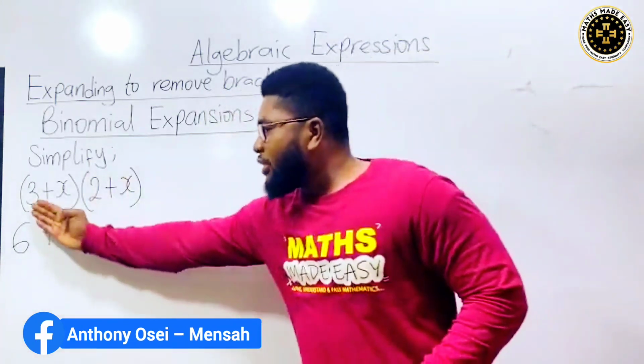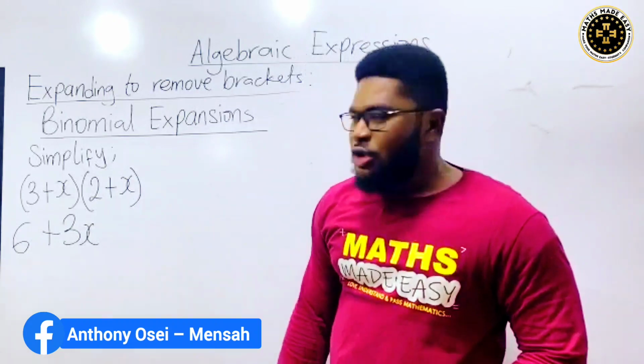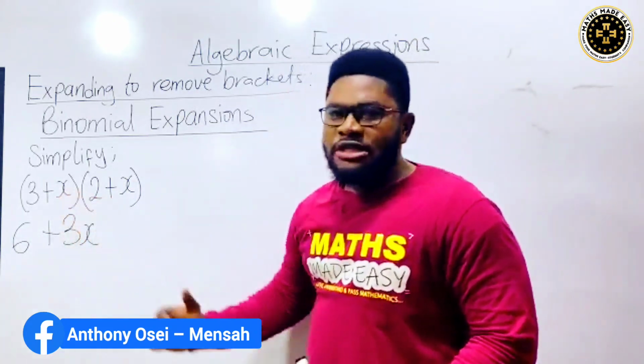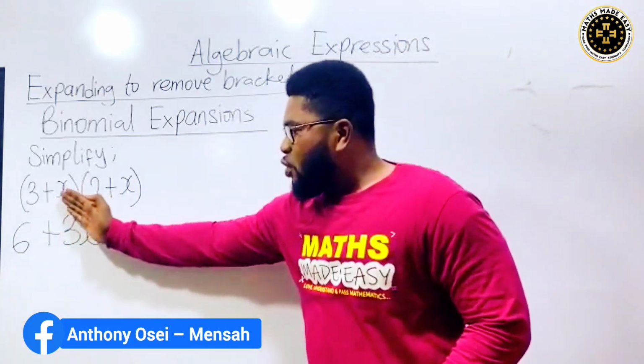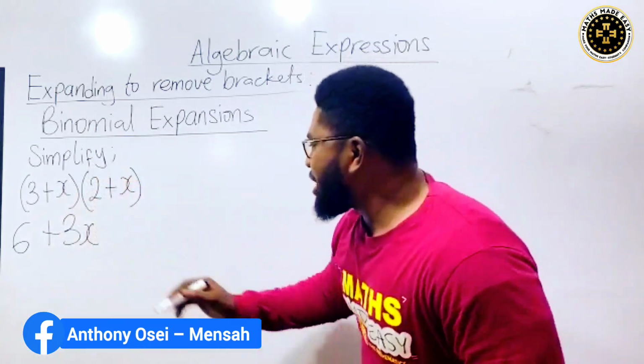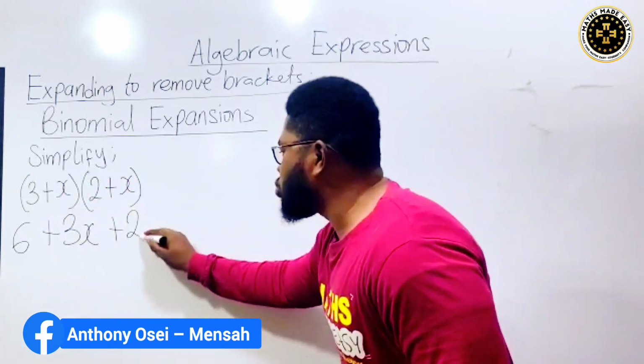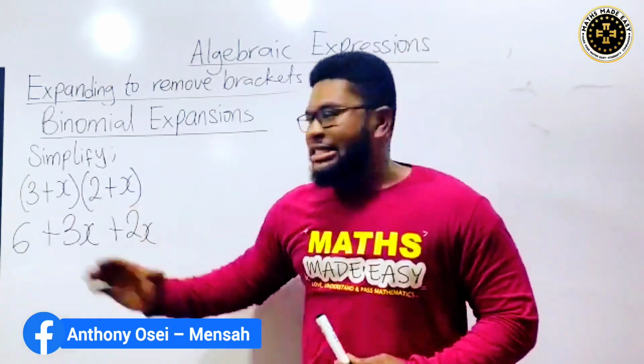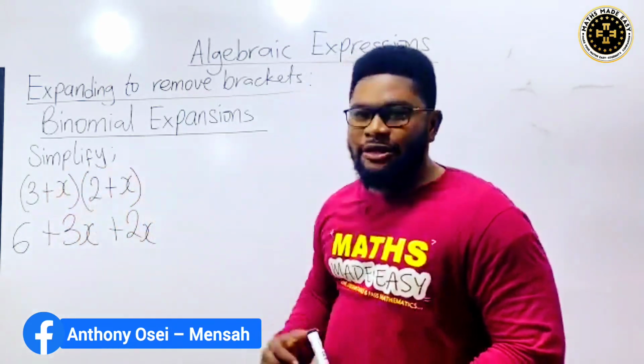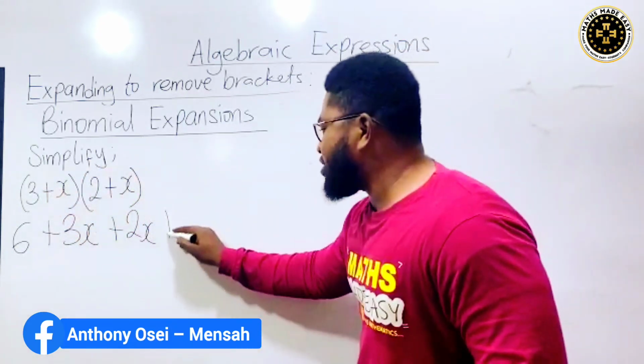Now we are done with the 3 in the first bracket. So we will go to x, still in the first bracket. Then x will multiply 2 in the second bracket, making it 2x, positive 2x. x will still multiply the x, making it x squared, positive x squared.